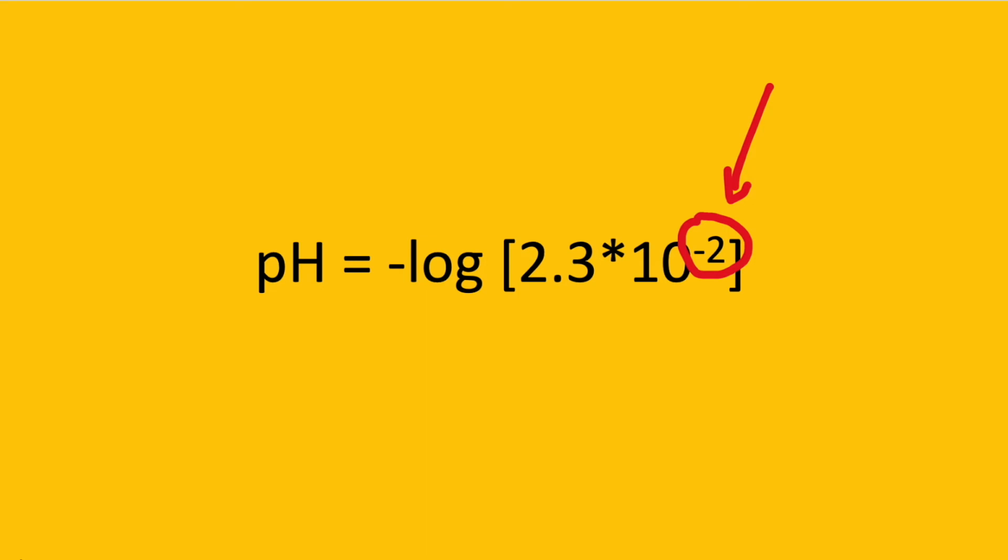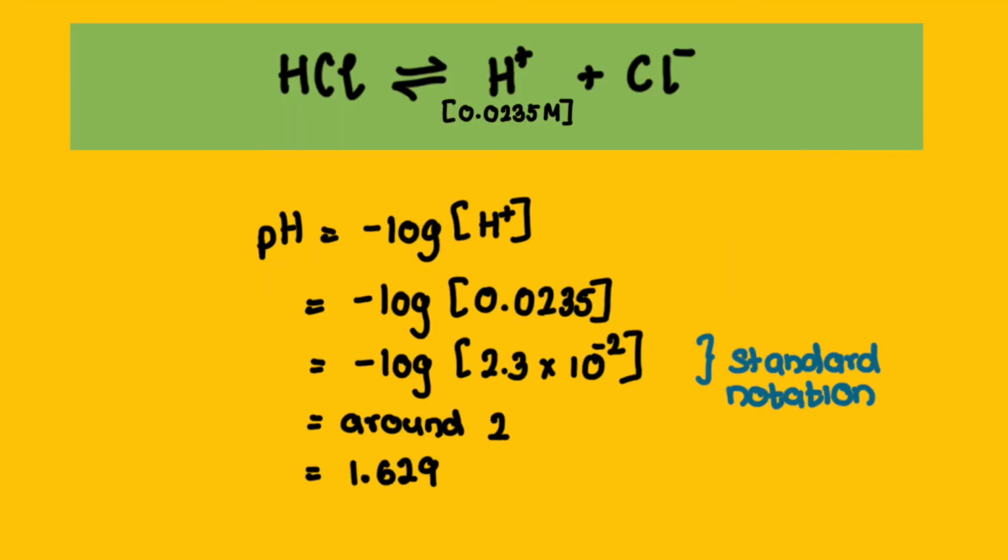So in this case, the pH would be around 2, meaning when you write an amount in the standard notation, the 10 to the power value at the top is going to be closer to what the pH would be. If you add it to your calculator, you will find that the accurate value is 1.629, which is very close to 2. Again, for the MCAT, estimations are good enough.